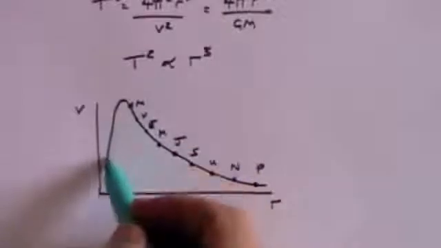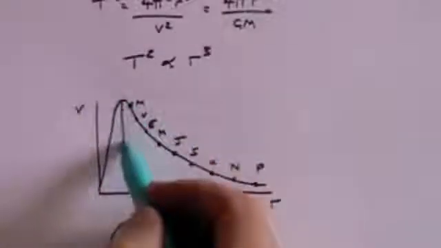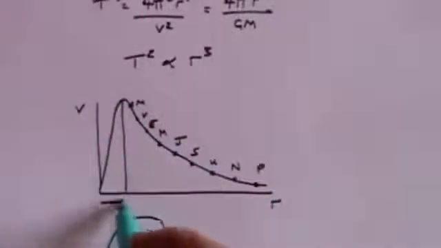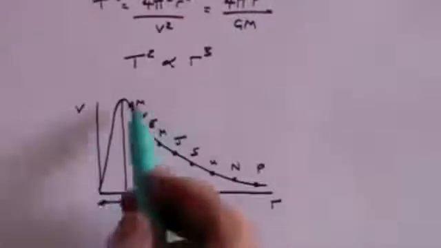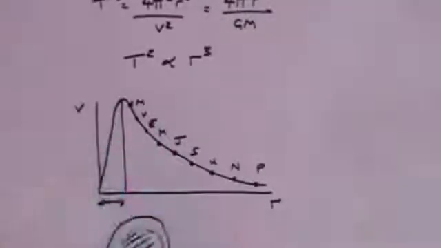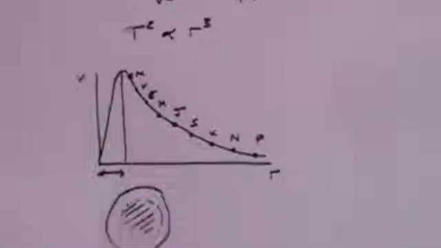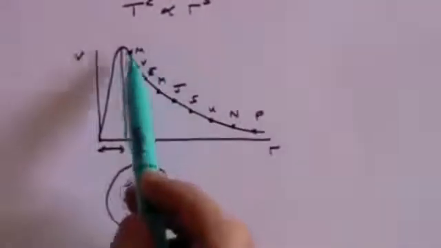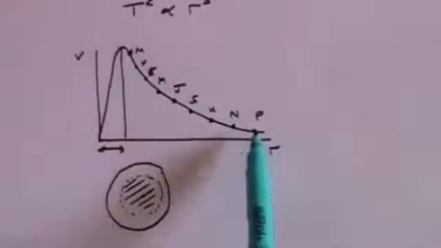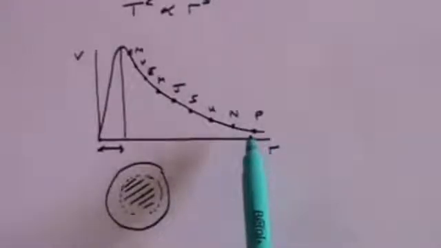As soon as you get inside the Sun, that's this section here, actually the velocities start to fall again until at the centre of the Sun, the velocity is zero. So that's the pattern of planets orbiting the Sun. The further out you are, the slower the velocity.